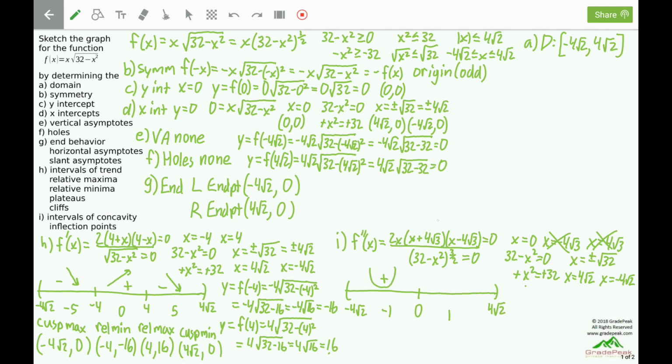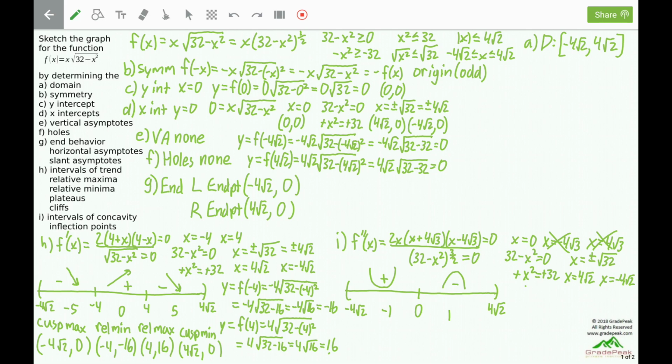Plugging in a test value of positive 1 to the portion of the second derivative that matters, positive 1 times (positive 1 plus 4 square root of 3), which will be a positive, times (positive 1 minus 4 square root of 3), which will be a negative. Positive times negative. It has only one negative. It will be negative. We have a negative second derivative. This corresponds to concave down.